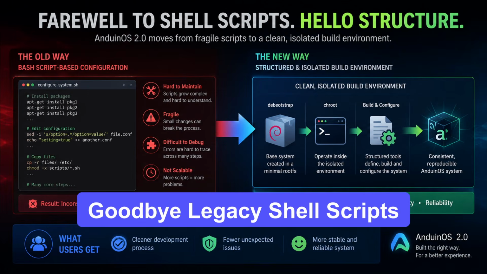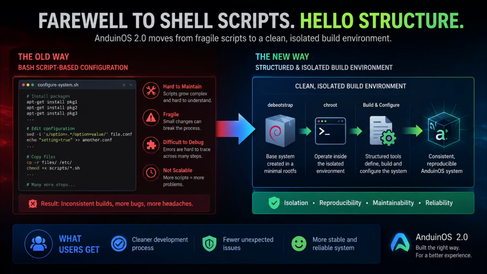One of the biggest technical changes is the removal of the old bash script-based configuration system. In previous versions, many parts of the operating system were configured through shell scripts. That approach works, but as the project grows larger, it also becomes harder to maintain. In AnduinOS 2.0, those scripts have been replaced with a much more structured system. The operating system is now built inside a clean and isolated build environment using debootstrap and CRUD. For regular users, this mainly means a cleaner development process and hopefully a more stable operating system.